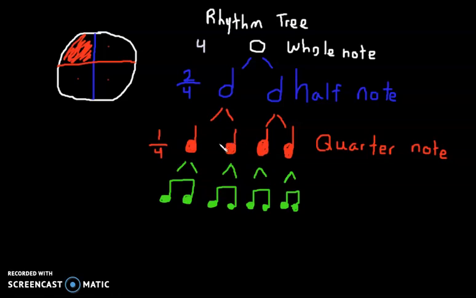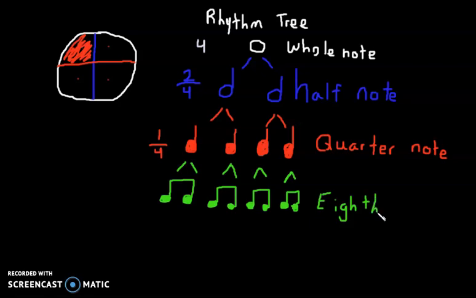So these quarter notes are split up into 2 eighth notes. Each of these are 2 eighth notes. These are 2 eighth notes. That's 2 eighth notes, and that's 2 eighth notes. So off to the side, we're going to write eighth notes.